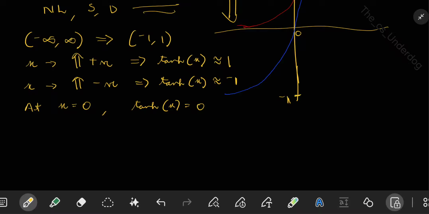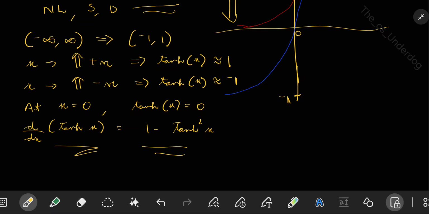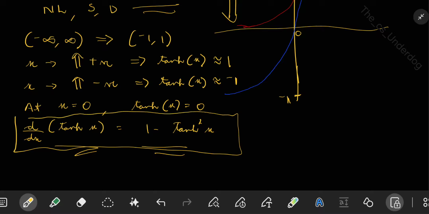Okay. First I'll tell you, if you take the gradient, then d by dx of tanh x will give you 1 minus tanh square x. So I'm just writing this first so that you have this in mind when I'm doing the derivation. If you take the gradient of the tanh function, you will get 1 minus tanh square x. This is what you are going to get. Just keep this in mind. We are going to do the complete derivation.